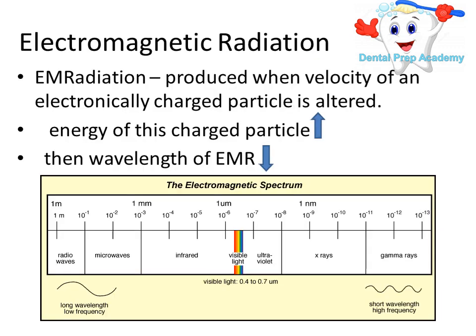The gamma rays have the shortest wavelength and the highest energy. So, as the energy of the charged particle or the photon increases, the wavelength of the electromagnetic radiation decreases.